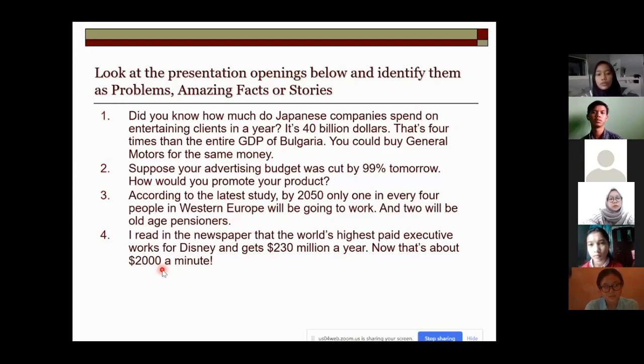Okay, I'll read it for you. I read in the newspaper that the world's highest paid executive works for Disney and gets $230 million a year. Now, that's about $2,000 a minute. So what kind of opening presentation is it? You may see the keywords about the million, about 2000, it's about numbers. Problems, amazing fact, or stories?